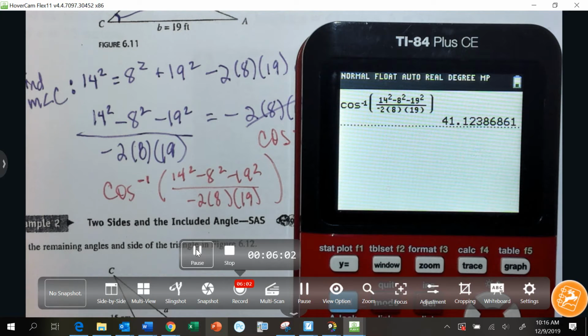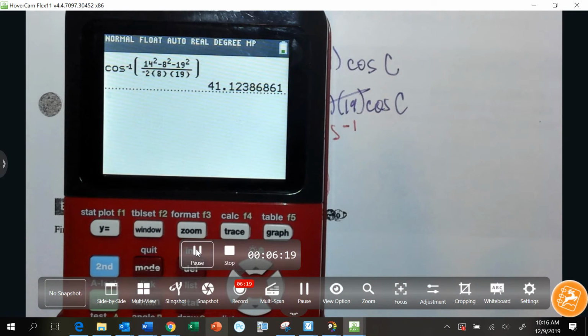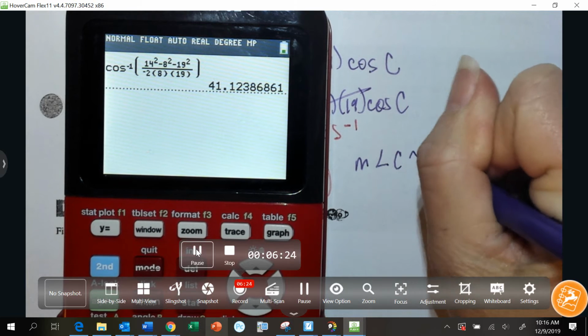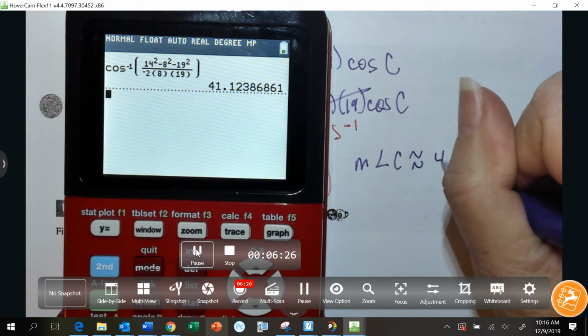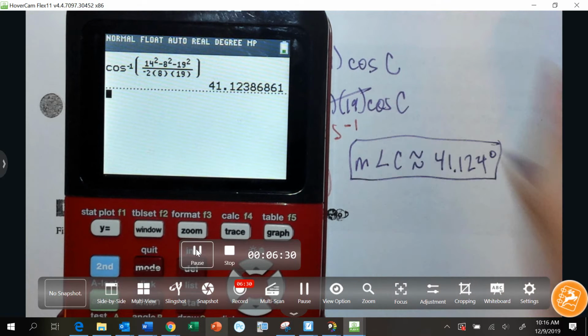I want to make sure that those of you that don't have my same calculator also get the same answer. Like I can see, Dylan, you have the older calculator, right? You got it? Good. As long as you know how to use your calculator, you're good. So measurement of angle C is approximately 41.124 degrees. We got one of them.